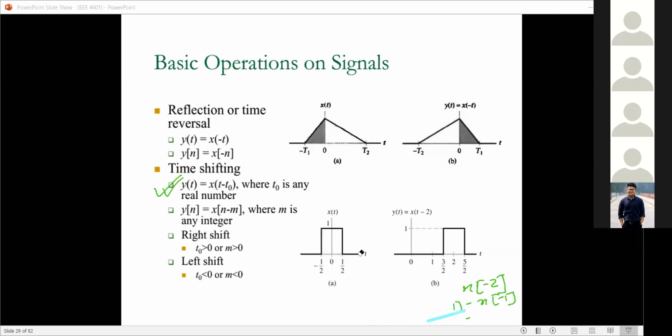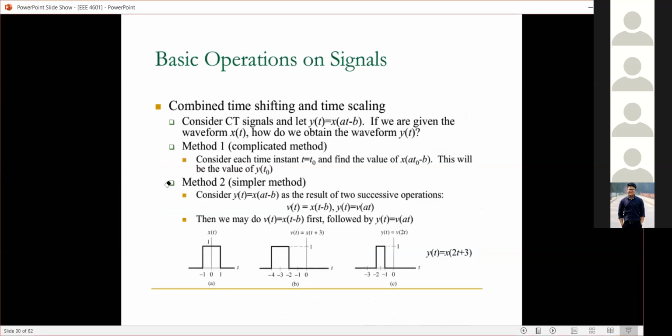Now, if we combine these two equations together, because in many of our signal processing aspects we need these two operations together, your signal can be operated in this way. That means we want to get a signal y(t) that will be equal to x(at minus b). So your scaling operation and time shifting operations are applied to this signal x(t).